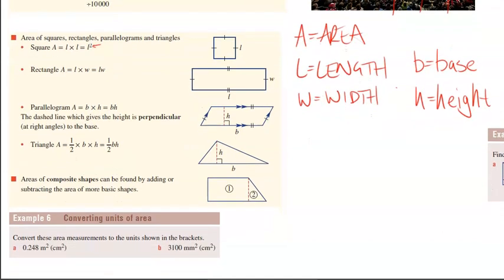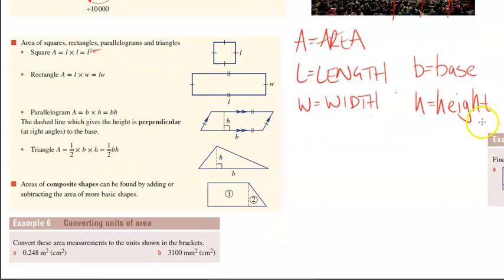And the last one is areas of composite shapes. These can be found by, in this particular example anyways, getting the area of shape 1, which is a rectangle, getting the area of shape 2, which is a triangle, finding out the areas separately, and then adding them together. There will be a case where you might need to subtract one area from another. We'll look into that later down the track.